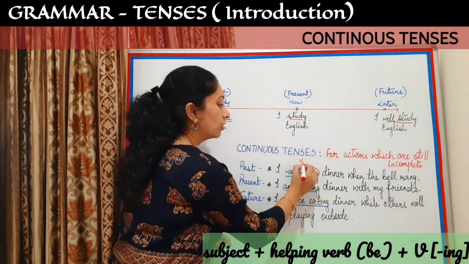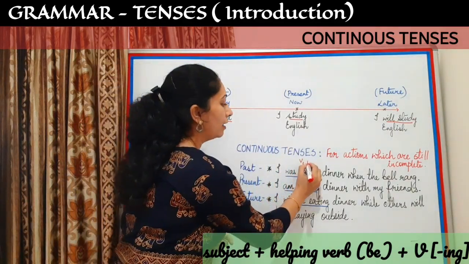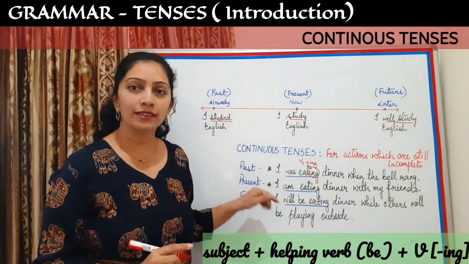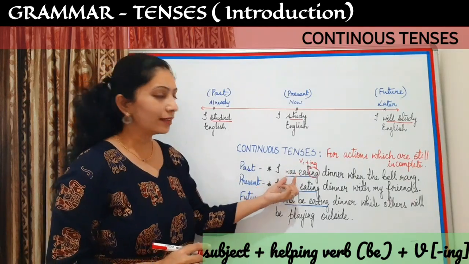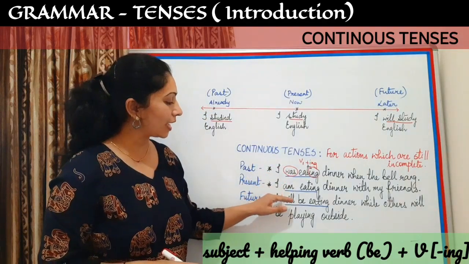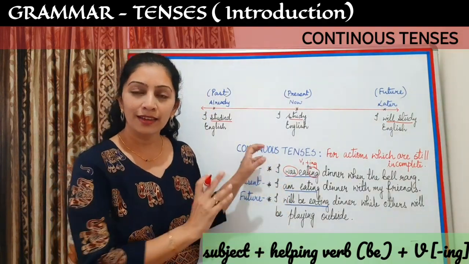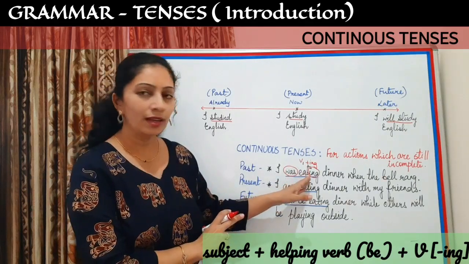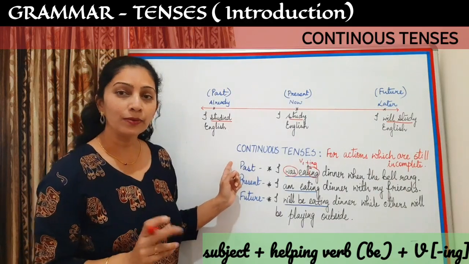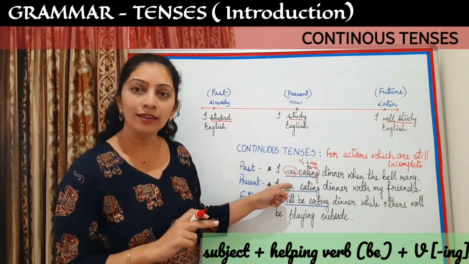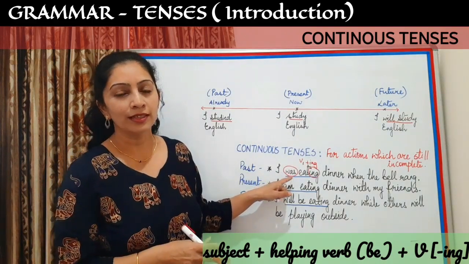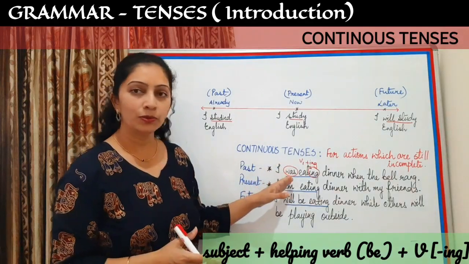So to the first form of verb, we will add ing, and depending on the time reference, we will add the helping verb. Now here was is the helping verb. So was, am, will, they are all the helping verbs or auxiliary verbs of the main verb. Now if we are talking about past tense, then the helping verb will be was or were, depending on the subject. If the subject is singular, we will add was. If the subject is plural, we'll add were.